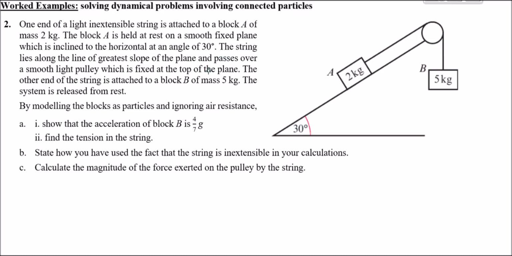The string lies along the line of greatest slope of the plane and passes over a smooth light pulley which is fixed at the top of the plane. Here it is there. The other end of the string is attached to block B of mass 5 kilograms. The system is then released from rest. So modelling the blocks as particles and ignoring any air resistance, part 1: show that the acceleration of the block B is 4/7 g, and find the tension in the string.